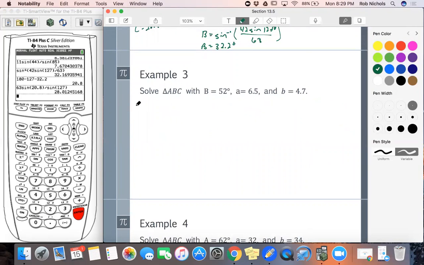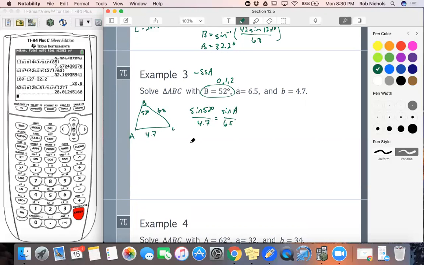All right, let's take a look at example 3. So let's draw. We have an acute angle. We have A, we have B, we have C. B was 52 degrees, side A was 6.5, and side B was 4.7. So again, SSA, this time with an acute angle, so we could have 0, 1, or 2 answers here. Let's set something up: the sine of 52 degrees over 4.7 equals the sine of A over 6.5.